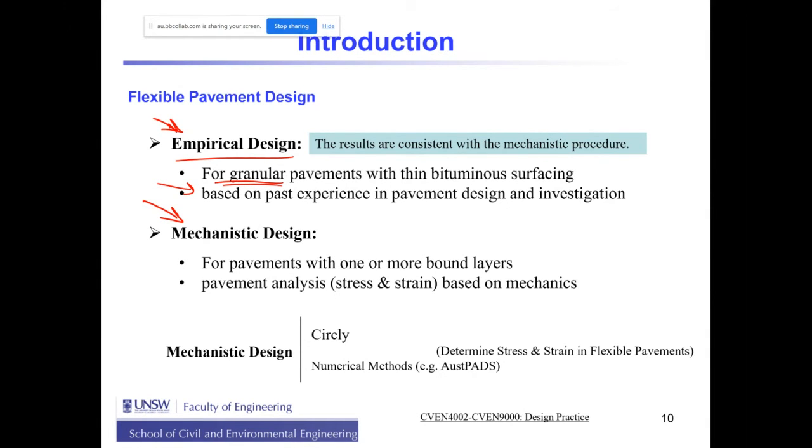But when you are dealing with a pavement with bound materials, or even for the case that you want to design a granular pavement, you can use the mechanistic approach. This is a more rigorous and of course more complex way to design a flexible pavement. And for this one, you need to use solid mechanics to determine the stress and strain inside the structure of the pavement and also at the top of the subgrade level.